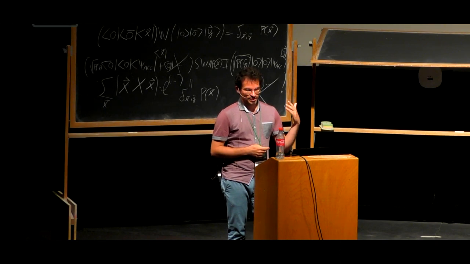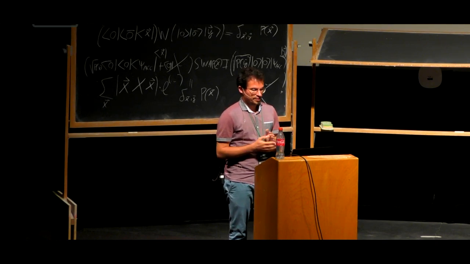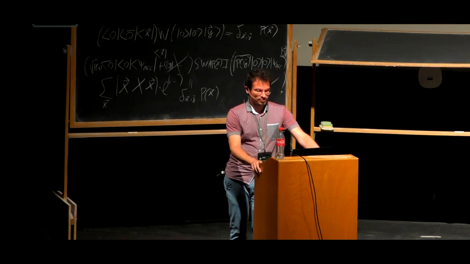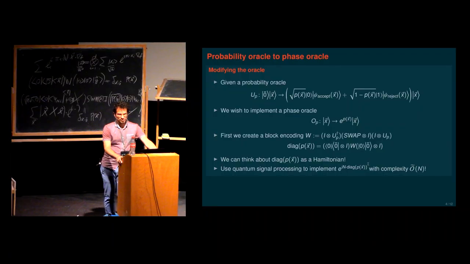And because of the complexity of Hamiltonian simulation, we know that doing this exponentiation of this Hamiltonian basically has cost roughly n up to some log factors. And this is now just a phase oracle, because given a vector x, it applies the phase, exactly this e to the i times n times diag p of x. So I managed to convert my probability oracle to a phase oracle, and because I know what I have in mind, Jordan's algorithm, it's going to be n times this value.